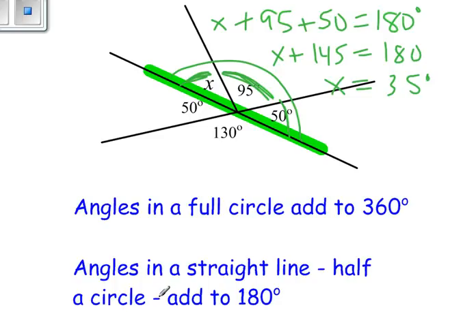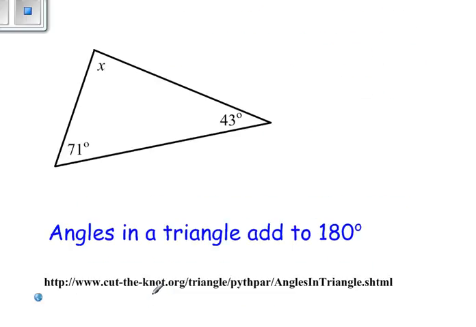Now, the next important thing in understanding angles is that in a triangle, all of the angles add to 180 degrees. So all of these interior angles, and there's 3 of them, will always add to 180. Now, I don't want to go through the proof of that with you. You should have seen the proof in a previous grade. There are great proofs on the internet. Some of them are written, some of them are animated, and some of them are manipulable.